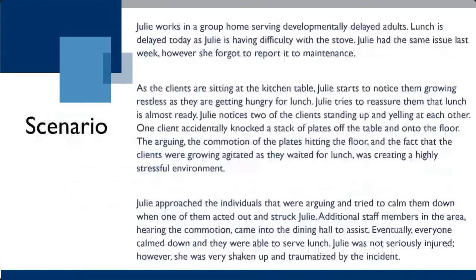So now what we're going to do is go back and take a look at this scenario again. We're going to look at what we just discussed and see how those things coordinate, okay? So I'm going to read it one more time.